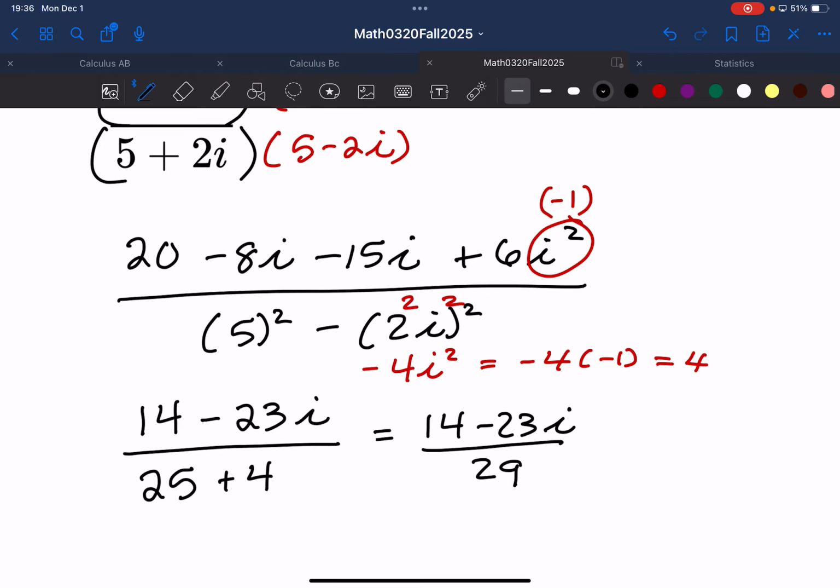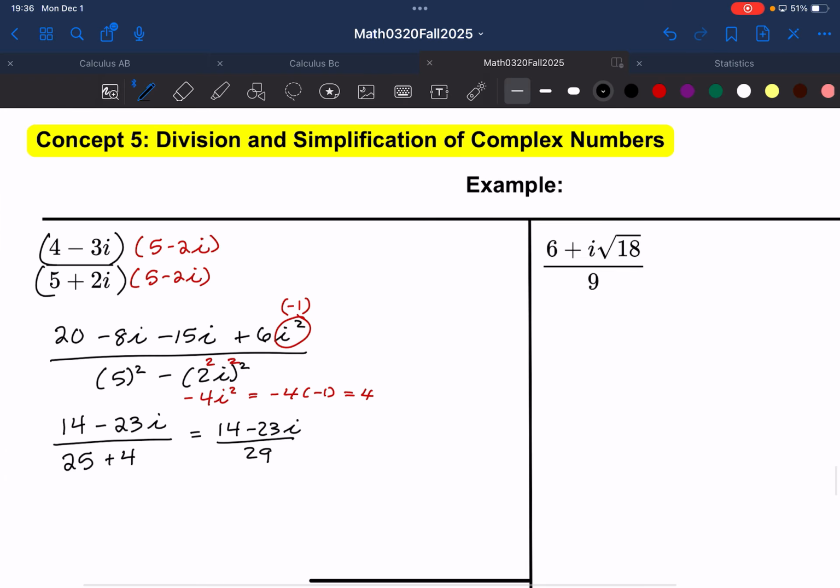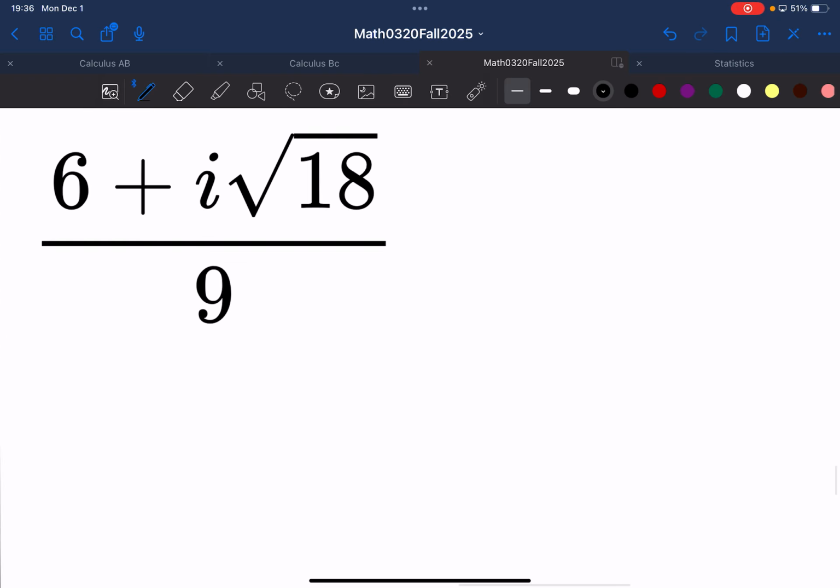And then this last example, notice that there's not an i in the denominator, which means I don't need to multiply by a conjugate. Instead, it wants me to see if I can simplify any further. Oh, you mean the radical? Yes, so that's exactly what we would do.